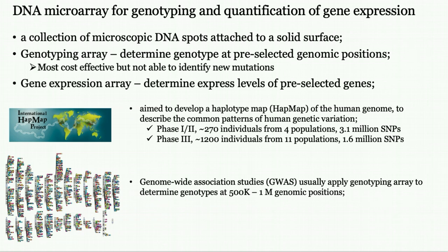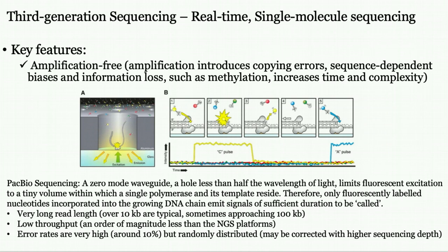Okay, and then we move on to the third generation sequencing, the current generation sequencing technology. The major feature is that it's amplification free. Both Sanger sequencing and the second generation sequencing need you to amplify your template. The amplification can create a lot of problems. It introduces error, it creates some context-specific bias, and you also lose information, for example, methylation. So the third generation sequencing bypasses the amplification step.